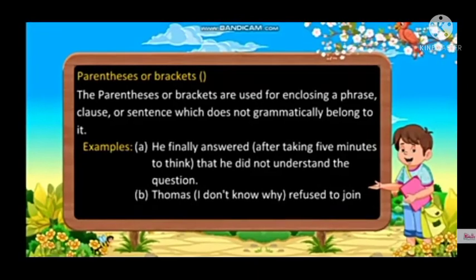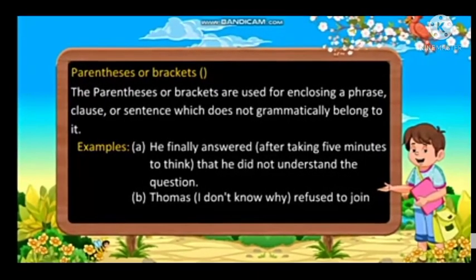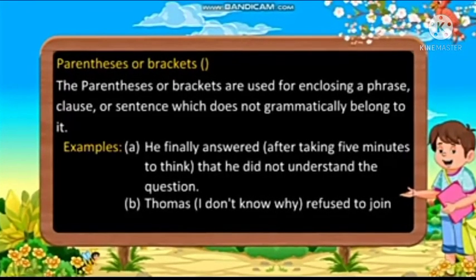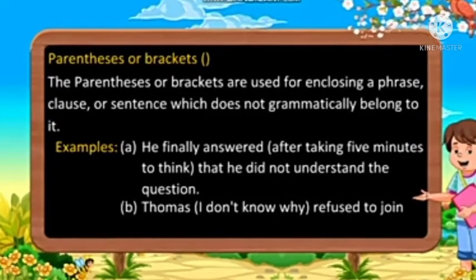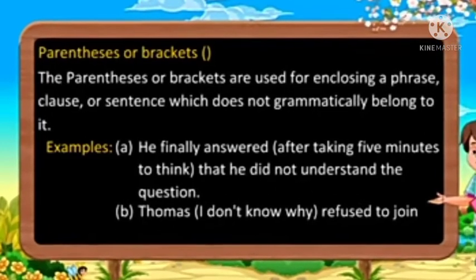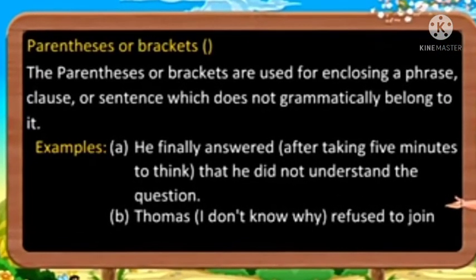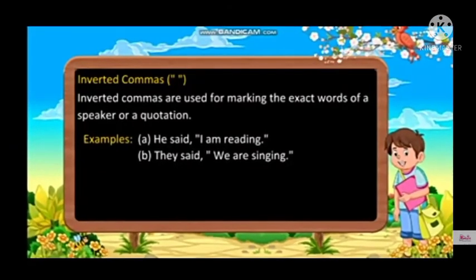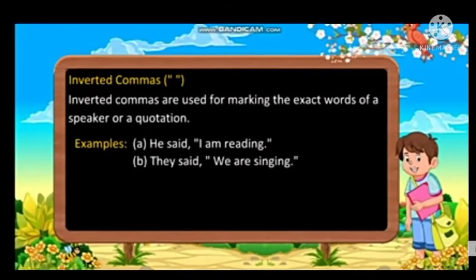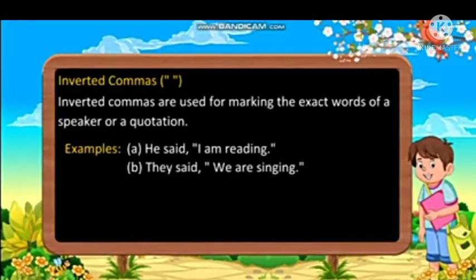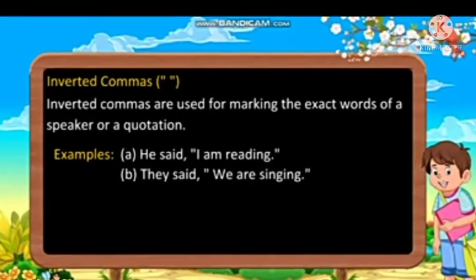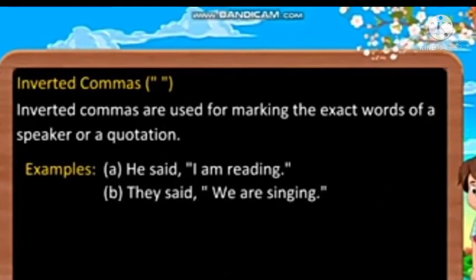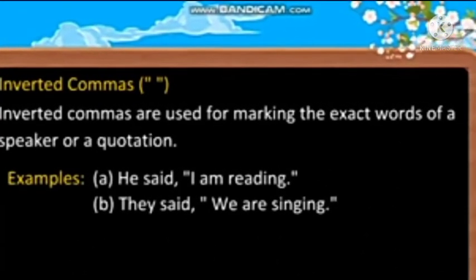Now come to the parentheses or brackets. The parentheses or brackets are used for enclosing a phrase, clause or sentence which does not grammatically belong to it. Example: he finally answered, in bracket, after taking 5 minutes to think, bracket close, that he did not understand the question. Now come to the inverted commas. Inverted commas are used to begin and end a quoted sentence or emphasize a word or phrase, and are used for marking the exact words of a speaker or a quotation.